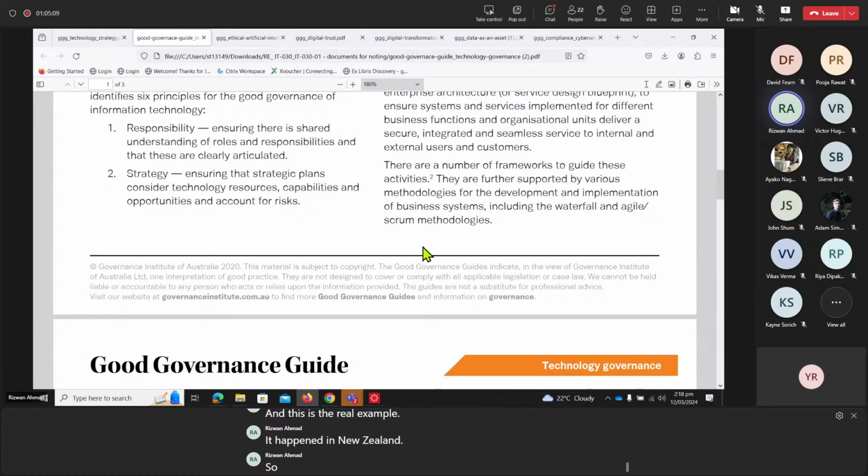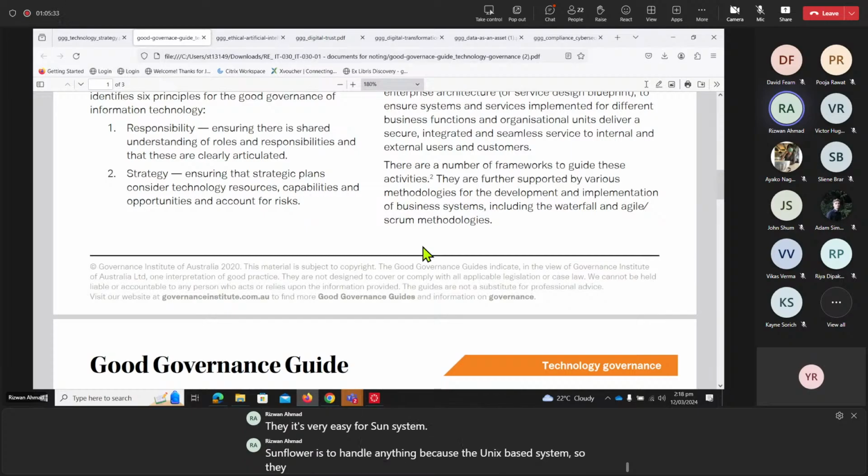So the new team came, because they didn't know the Sun Systems, and they changed everything. Now, Sun Systems are known for their reliability and workload handling. It's very easy for Sun Systems, Sun Solaris, to handle anything because it's a Unix-based system. So they started changing it towards Windows, and the cost went up.